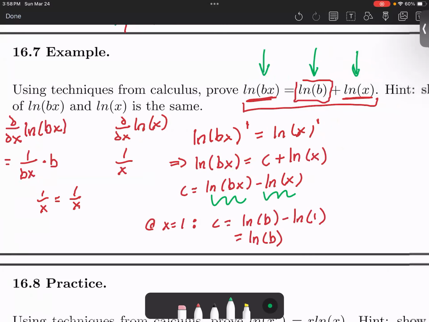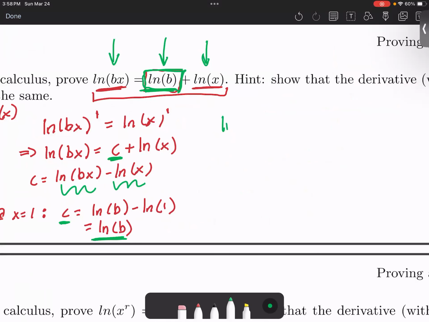And we've shown what we wanted to show. So the natural log of bx is equal to c, which was the natural log of b, plus the natural log of x. And this concludes the proof.